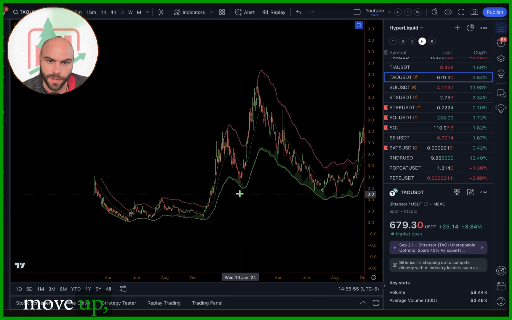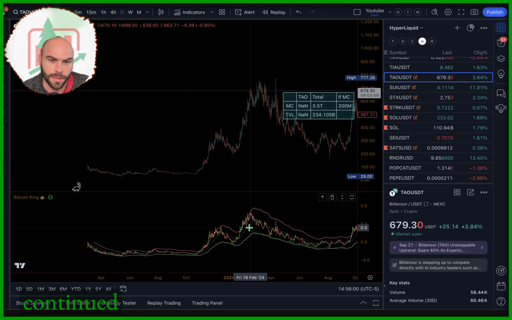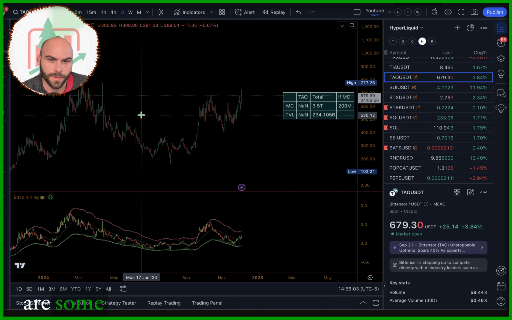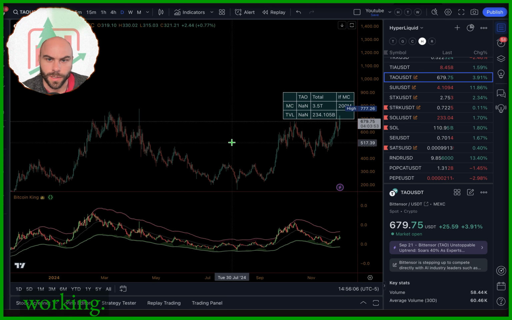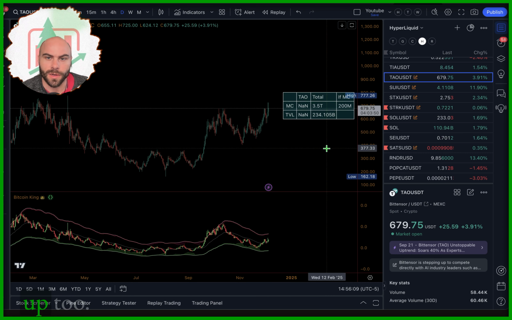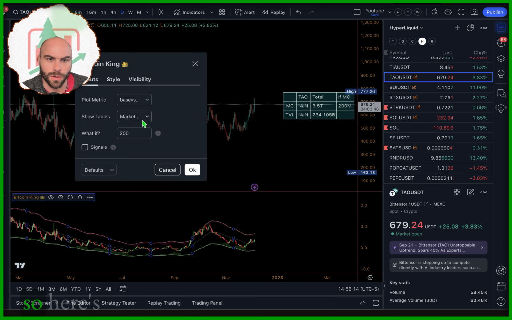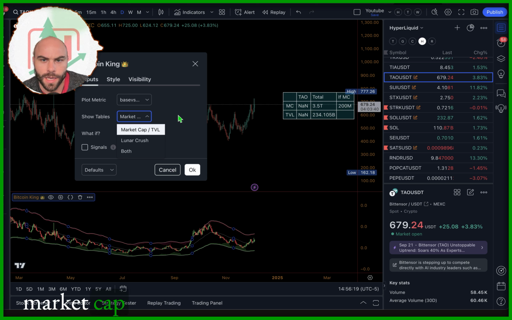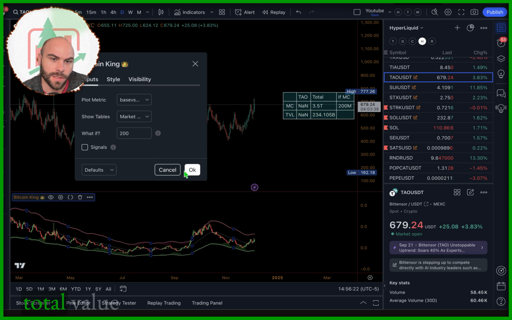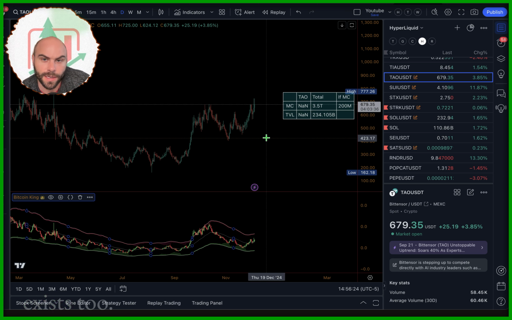We had a big move up, bounced off this RSI down here in relation to Bitcoin, and it continued to move. Right? So those are some things to keep an eye on when you have this working. There's also a little table that'll pop up too. You can move that up and down. So here's the market cap TVL table, which is just going to show you the market cap of the coin if it exists and the total value locked of the coin if that exists too.